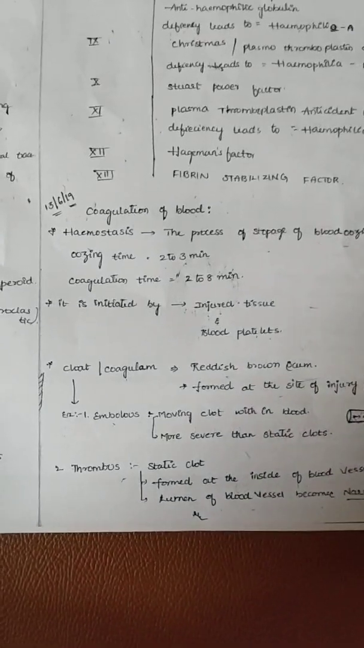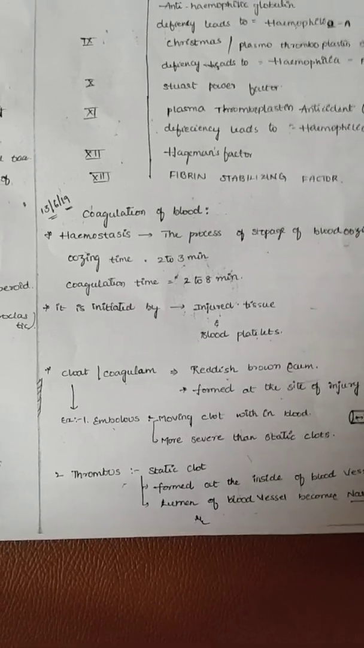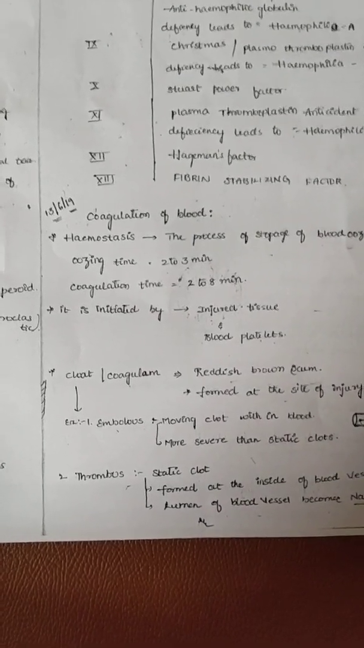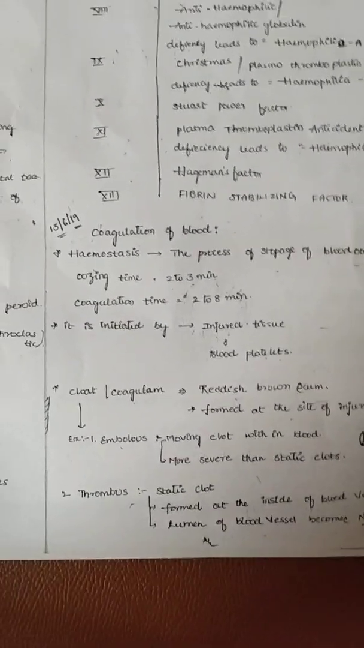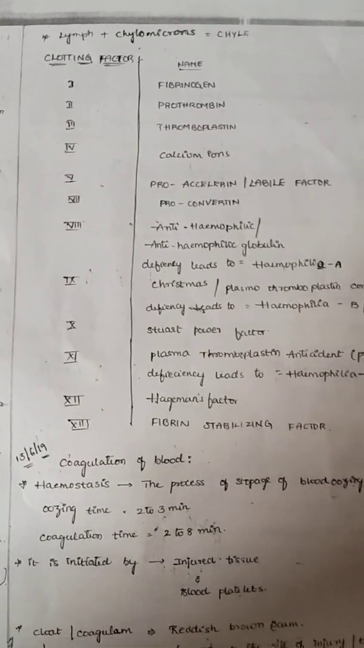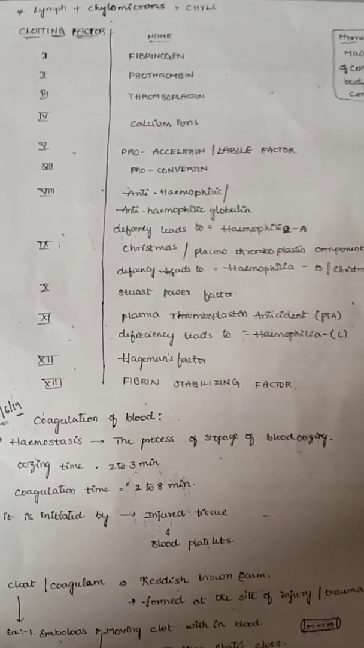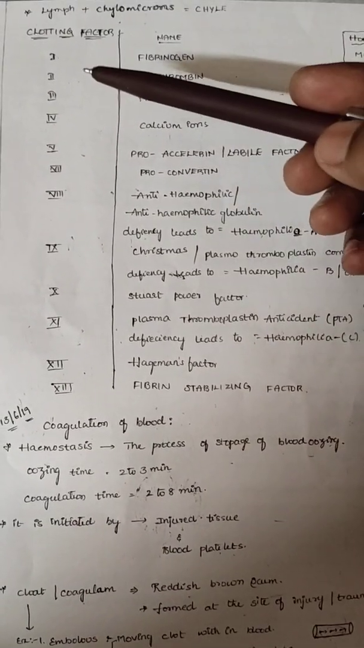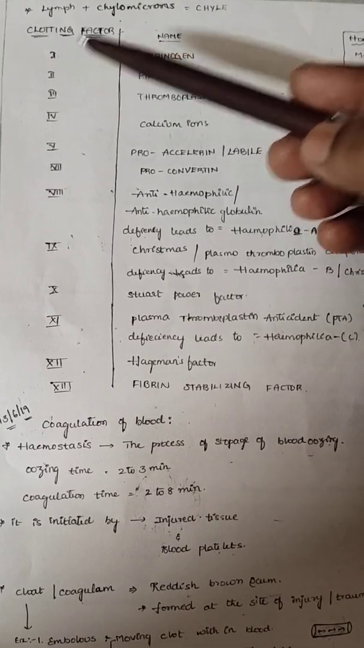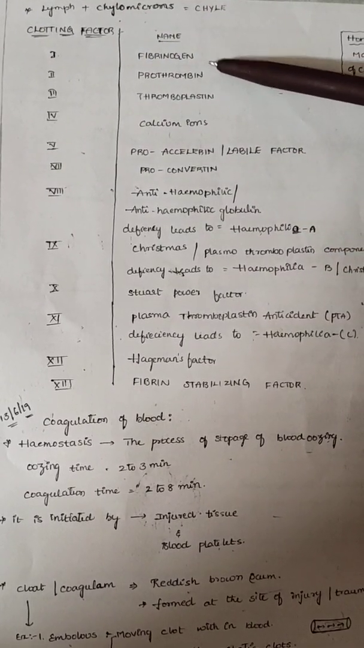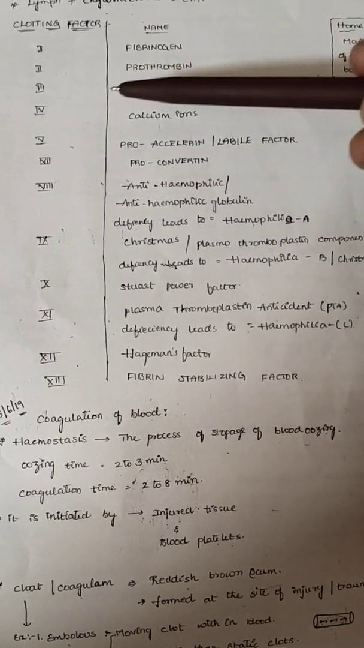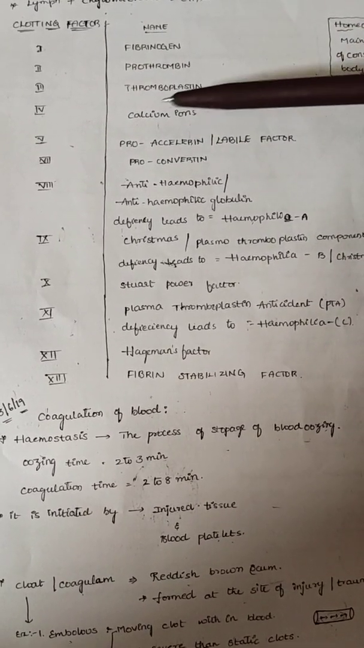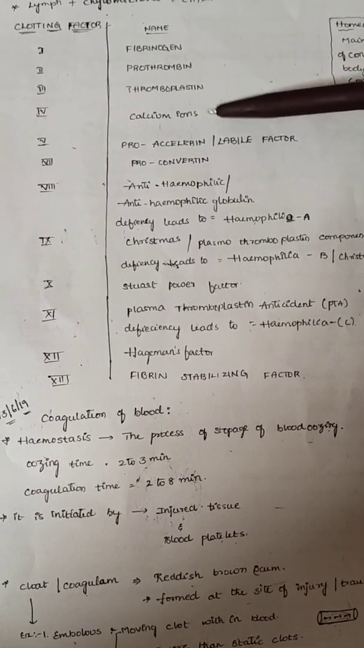Now see how this blood is coagulated, what processes take place. When the blood is clotting, they need factors. What are the factors? Totally there are 12 factors. Blood clotting factor 1 is called fibrinogen. Factor 2 is known as prothrombin. 3 thromboplastin. 4 calcium ions.